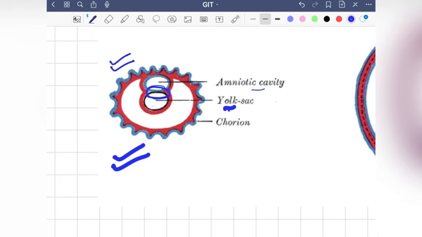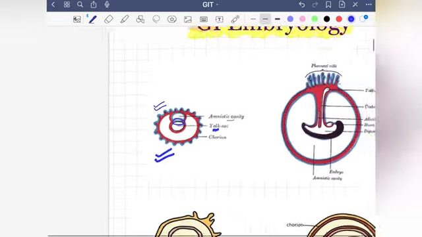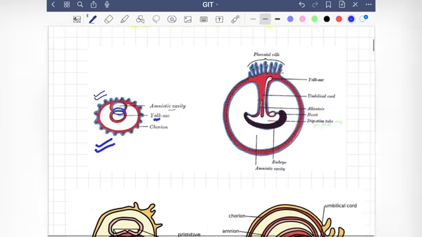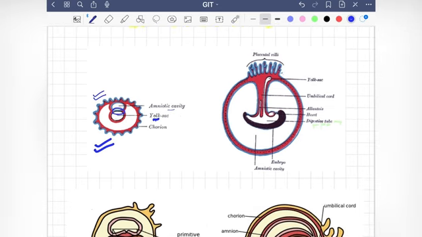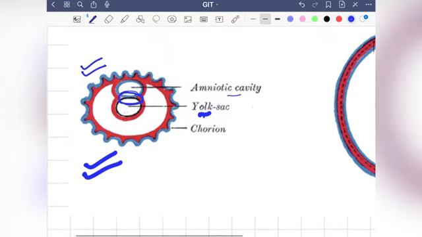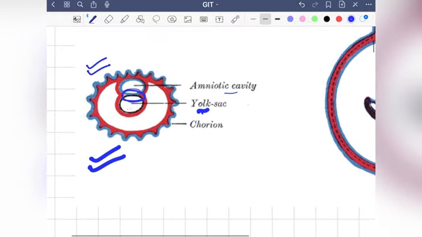What happens early on in development is that this embryonic cavity folds in multiple directions, so it folds in four directions and wraps around the yolk sac. And after a few weeks, you then have something that looks like the drawing on the right side of the screen.